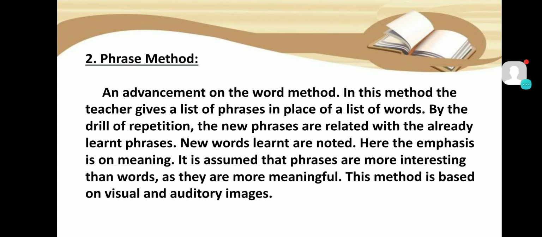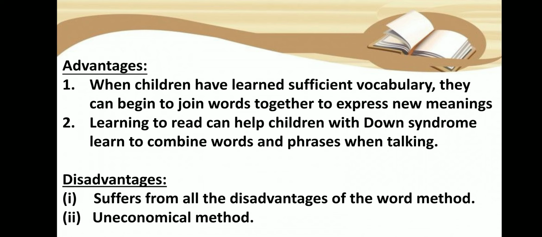Then we are going to see phrase method, an advancement on the word method. In this method, the teacher gives a list of phrases in place of a list of words. By the drill of repetition, the new phrases are related with the already learned phrases. New words learnt are noted. Here, the emphasis is on meaning. This method is based on visual and auditory images. We are going to see the advantages and disadvantages. Advantages: learning to read can help children with Down syndrome learn to combine words and phrases when talking. And disadvantages: it suffers from all the disadvantages of the word method.